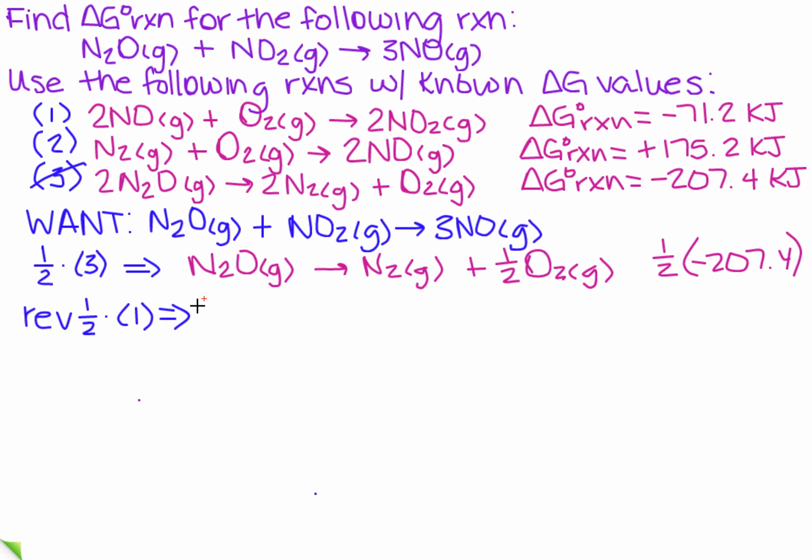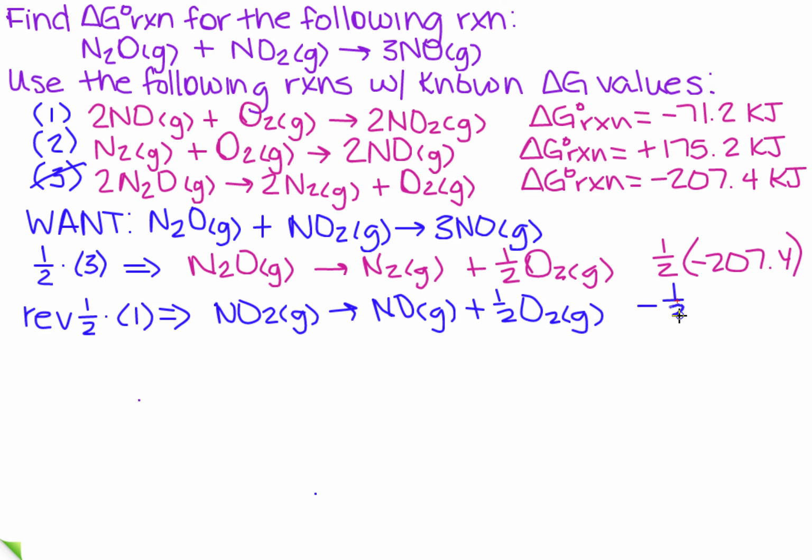If you need to break those apart, please do. I know that in my courses I covered this in Hess's law, so hopefully you recall this. So that's going to give me 2 divided by 2 is 1, so NO2 gas goes to, 2 divided by 2 is still 1, so I've got NO gas plus 1 divided by 2 is 1/2, so I've got another 1/2 of O2 gas. And then since I reversed it, I'm going to take a minus. It's going to be 1/2 times that value, which is minus 71.2.